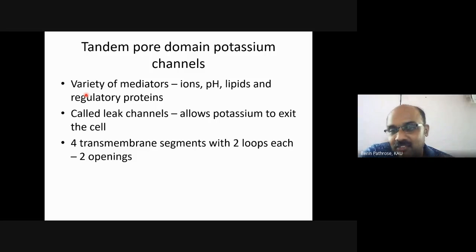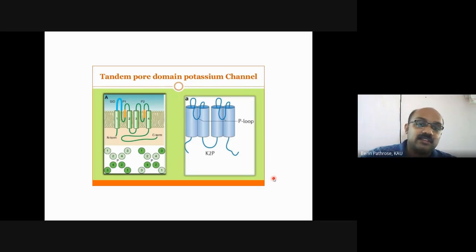So leak channels don't have any control. This is considered a leak channel, and it almost always allows the movement of potassium ions into and out of the cell. That's why it is called a leak channel. And again, it has four transmembrane segments. I will show the picture. This is the structure of a tandem pore domain potassium channel. We have four transmembrane helices, and you can see the loop and the opening between 1 and 2 and between 3 and 4. So that means it forms two openings, two pores.